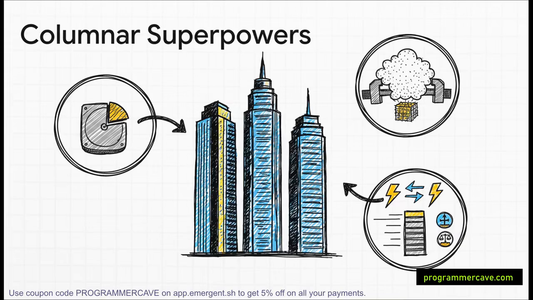And here's another cool thing. Since every value in a column's file is the same data type, they're all numbers or all dates, it allows for some incredible compression. Then you can use techniques like bitmap encoding to make those aggregate queries like sum, count, and average just lightning fast.